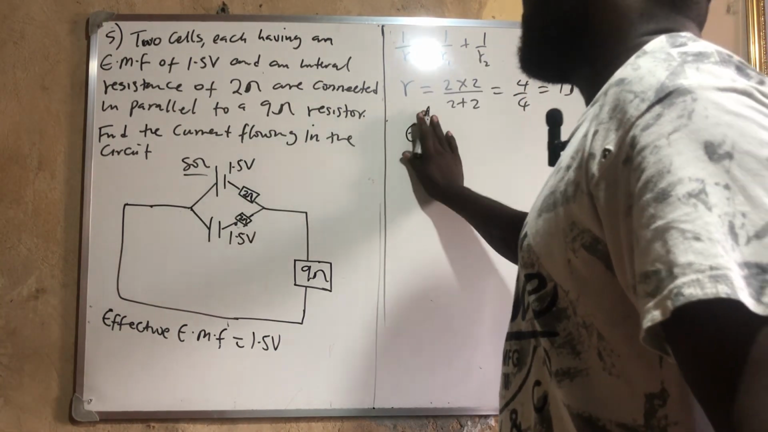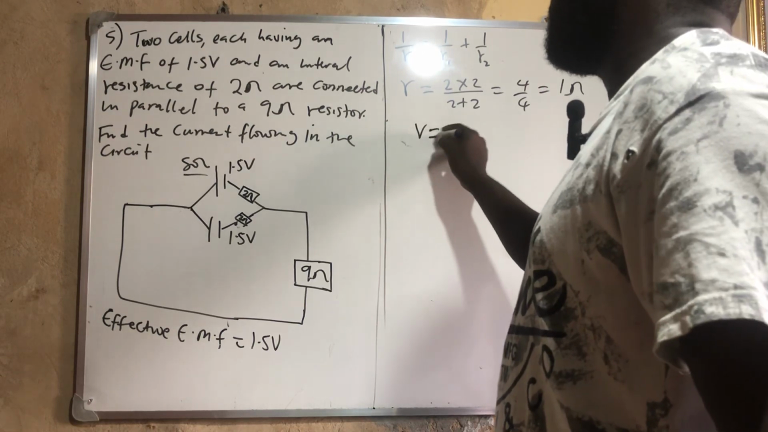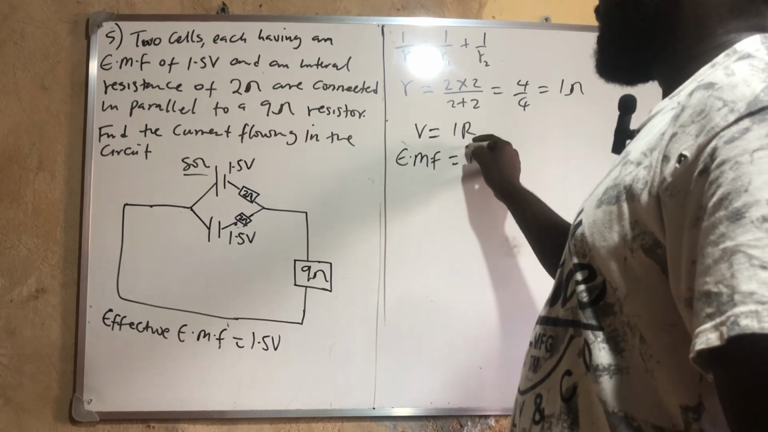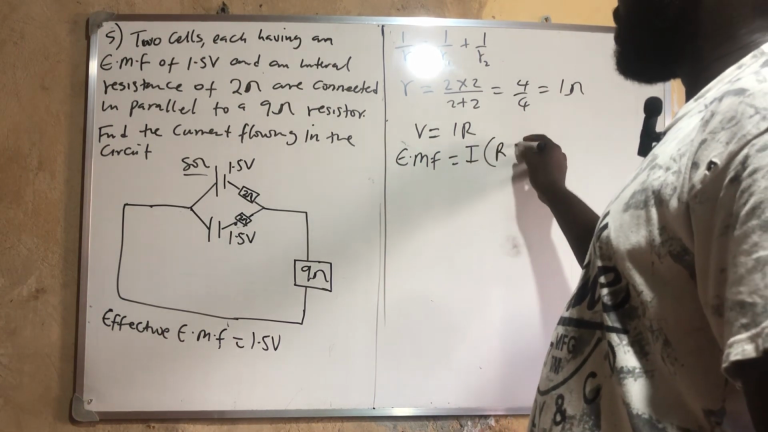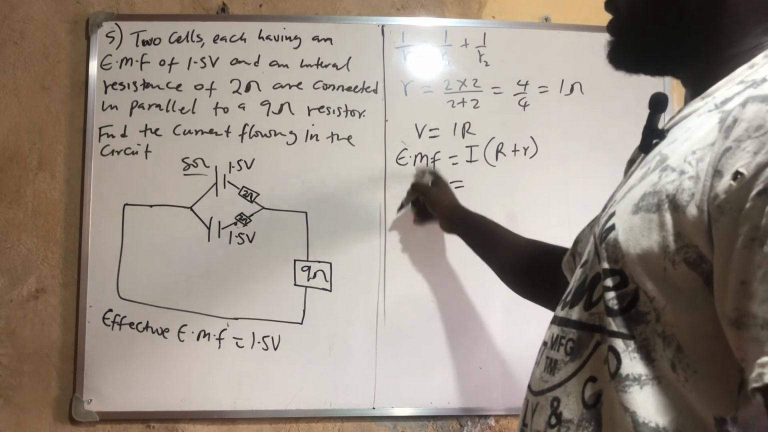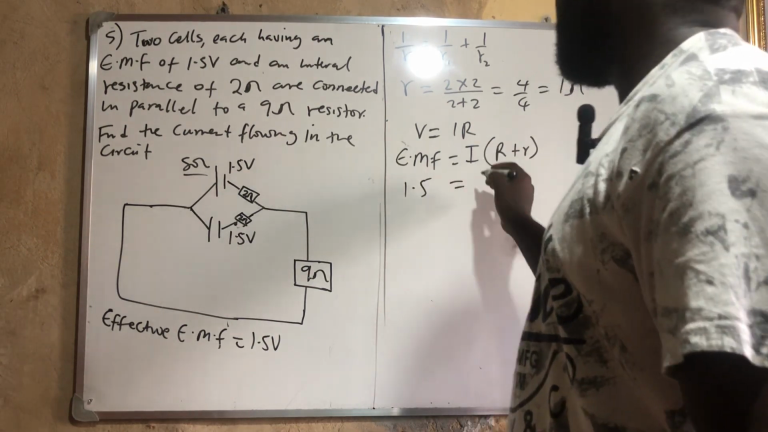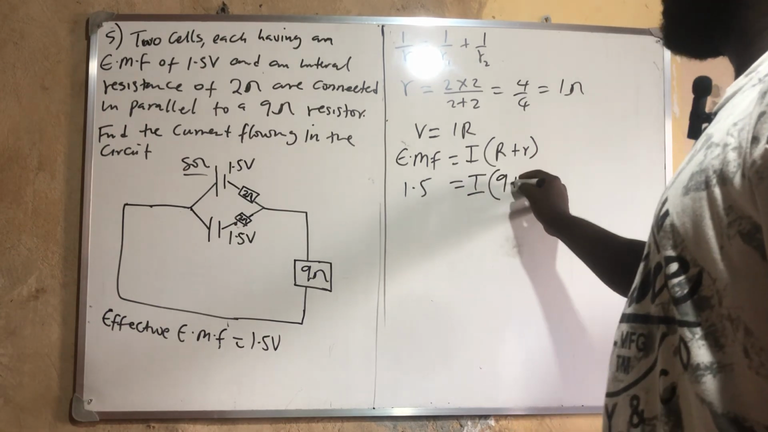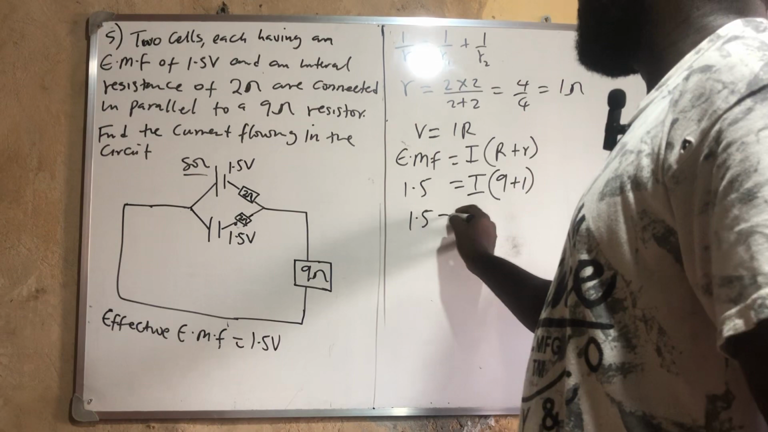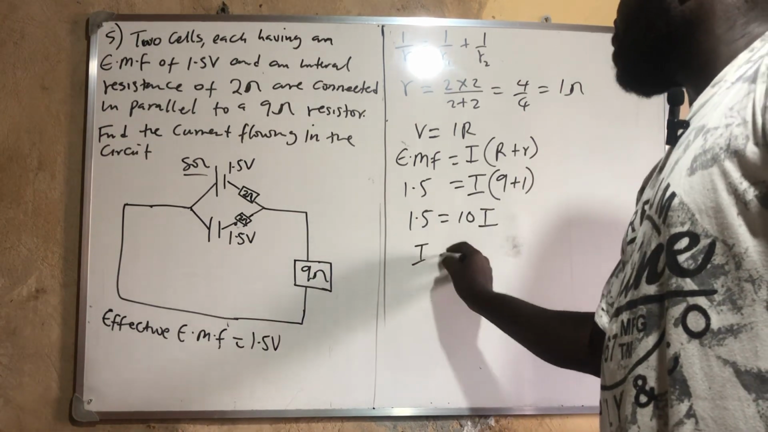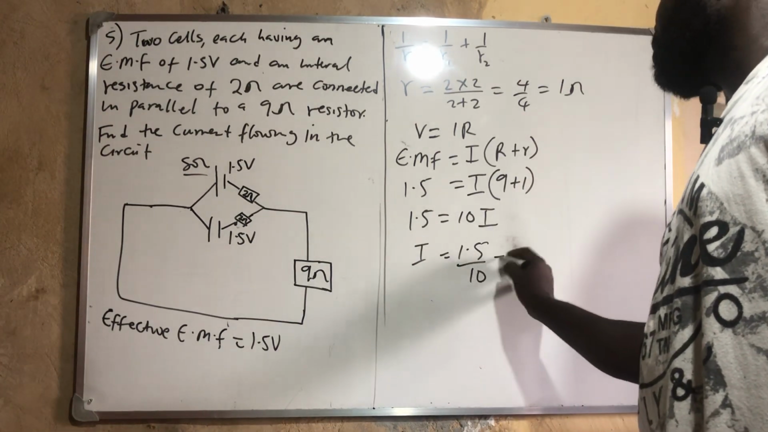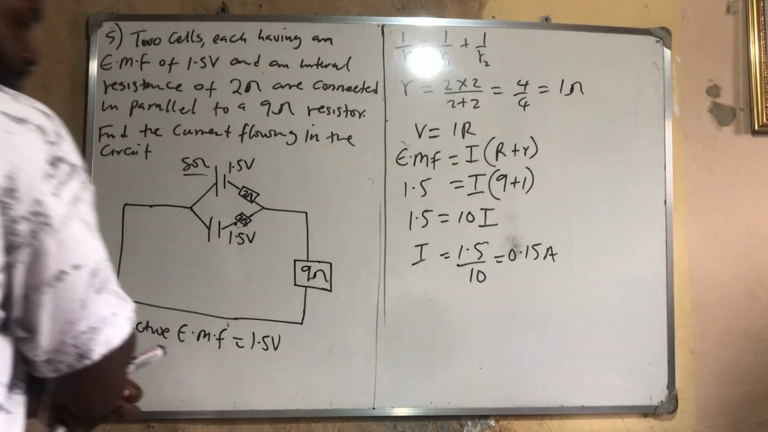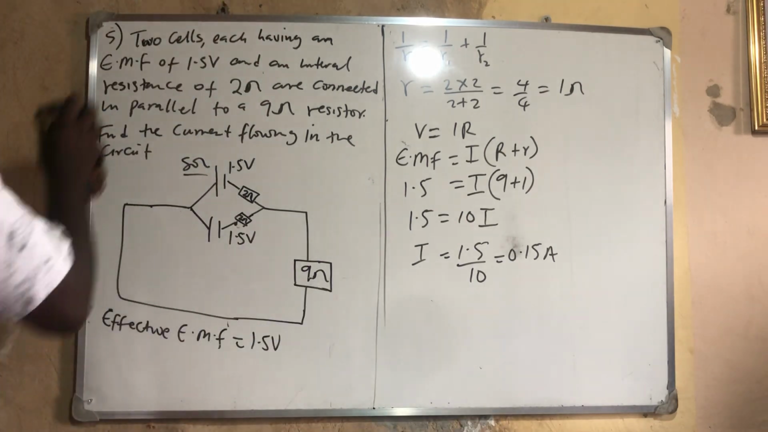So V is equal to IR, so my V will turn to EMF and is equal to I in bracket of R plus small r. The effective EMF here is 1.5. I'm looking for I in bracket of 9 plus 1. So 1.5 is equal to 10I. So my I will be 1.5 divided by 10, which is 0.15 ampere. That is the correct thing to do.